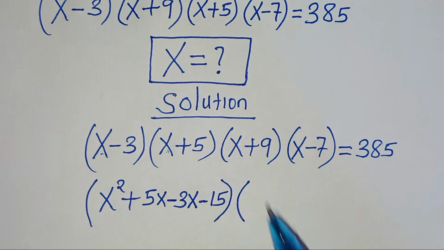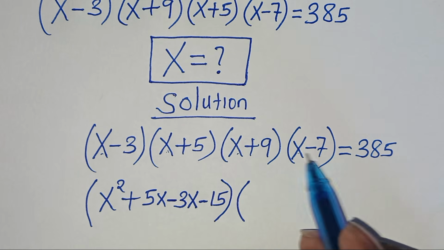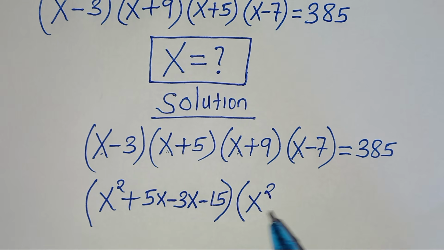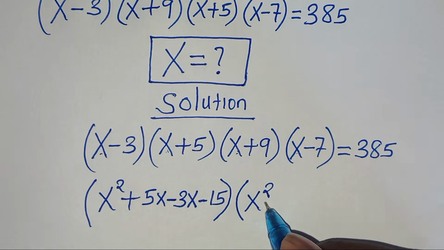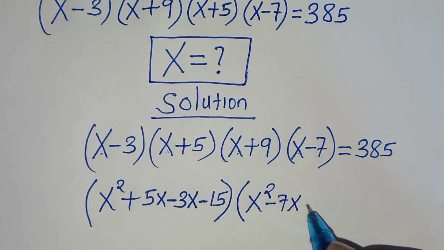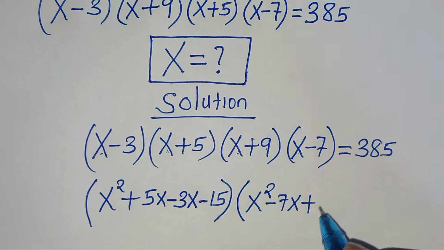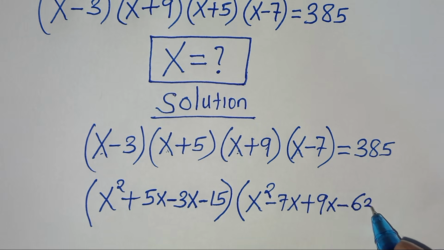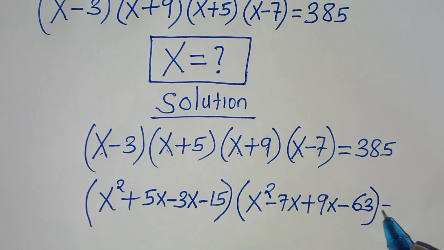Then we have (x + 9) times (x - 7). So x times x, this is x to the power of 2. x times minus 7, this is minus 7x. Then plus 9 times x, this is 9x. 9 times minus 7, this is negative 63. Close the parentheses. This is equal to 385.